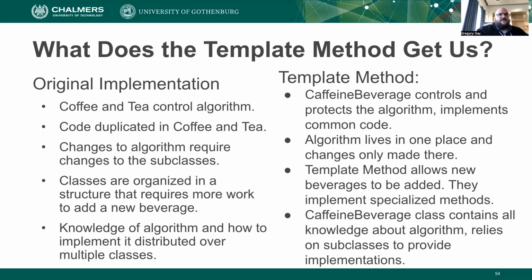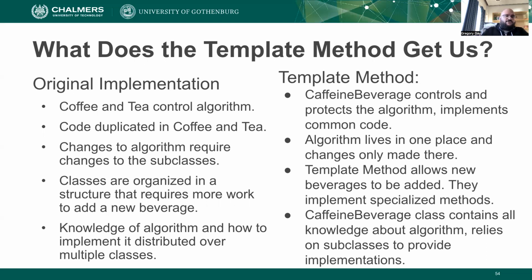Instead, here it's a little bit different, right? Here, the caffeine beverage controls and protects the process of creating the beverage. It implements that common code. So this parent presents this core, unchanging basis. All the knowledge that we need to understand of how to brew a beverage is in the parent. The algorithm, the process, it lives in the parent. If we make changes to the process, the changes are made there, right? We only need to look at the children, at the concrete beverages for specific individual steps.